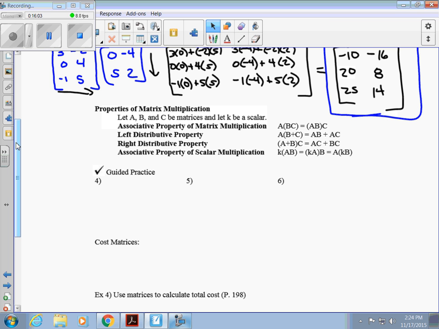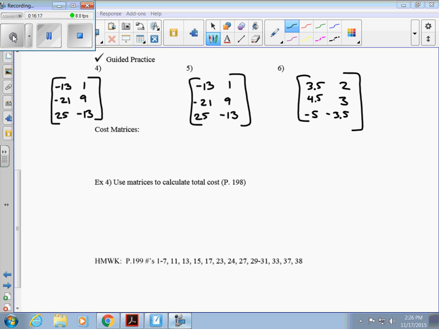So let's go down to questions 4, 5, and 6 in the guided practice, and those are on page 197. Go ahead and pause the video as you do those. And here are the answers to the guided practice questions 4, 5, and 6. Notice once again that for 4 and 5 you'll get the same answer because the distributive property of subtraction is possible in multiplication of matrices. And then number 6, we multiplied by a scalar.